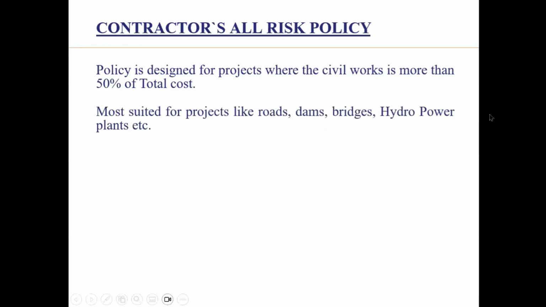So it is most suited for this kind of project. This is an all risk cover subject to certain exclusions.